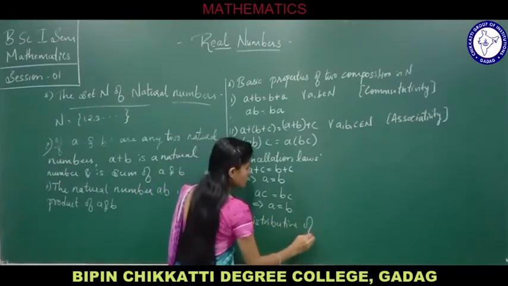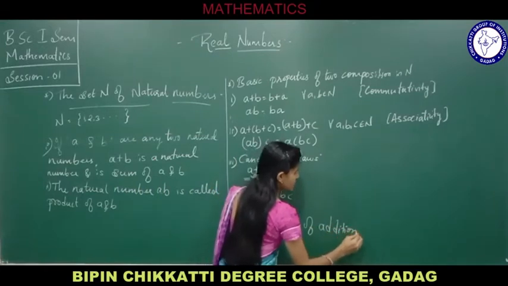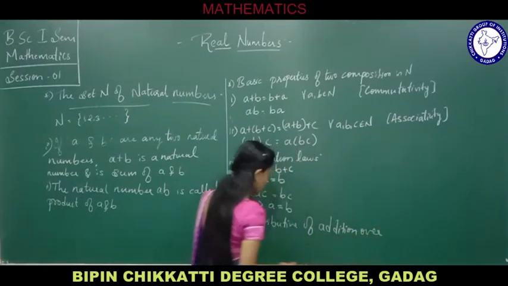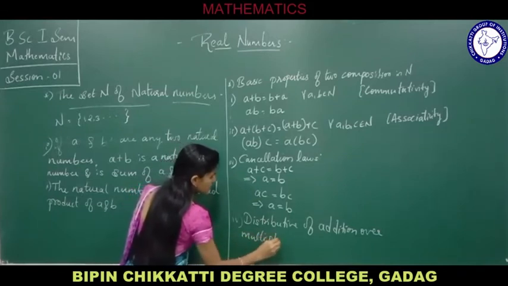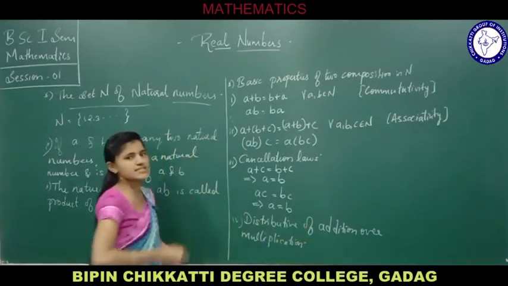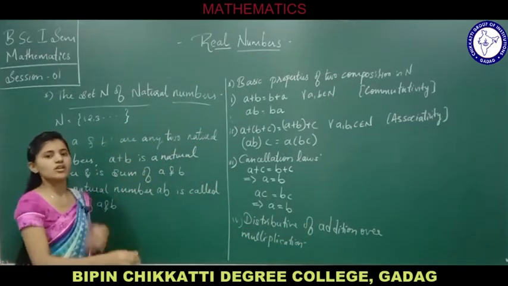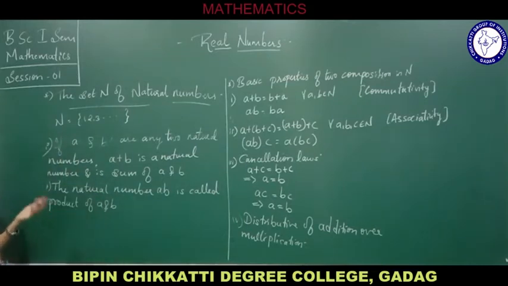Distributive property of addition over multiplication. This concept is nothing new for us. We are just recalling whatever we have learned earlier. This is a very basic topic which I am discussing now. Distributive property of multiplication with respect to addition.